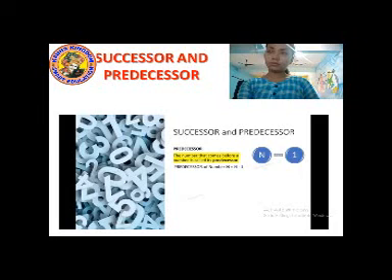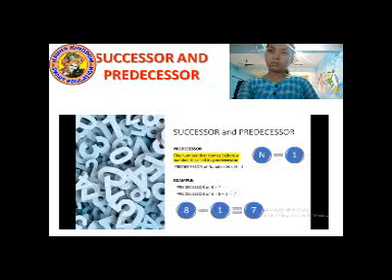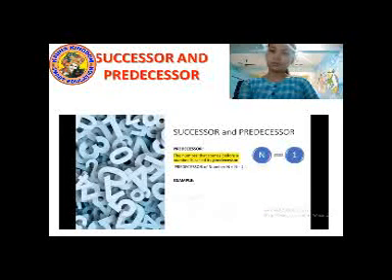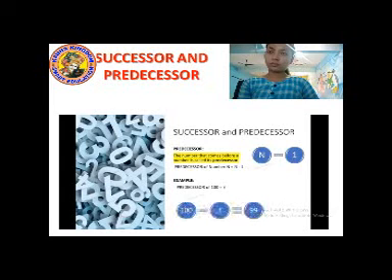Let me give you some examples. What is predecessor of number 8? Predecessor of number 8 equal to 8 minus 1, that is number 7. Let us see another example of predecessor. What is predecessor of 100? Predecessor of 100 equal to 100 minus 1 equal to 99.